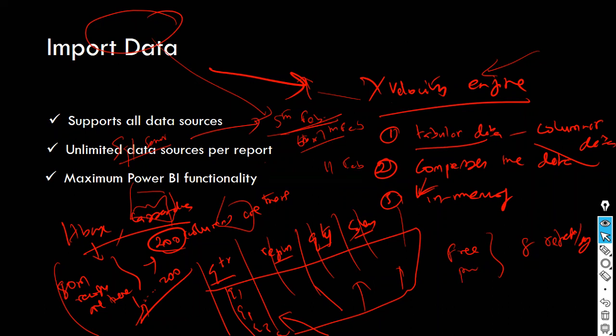So this is one of the limitations. You need to keep your target data up to date. For that, you have to schedule the data refresh, and per day you can schedule only 8 refreshes. But in real time, they use a premium license, where you can schedule a maximum of 48 refreshes per day.